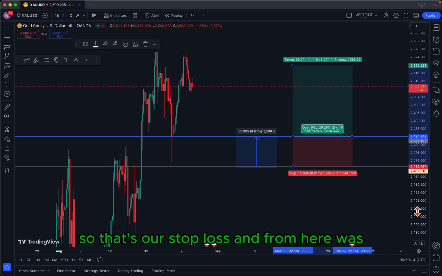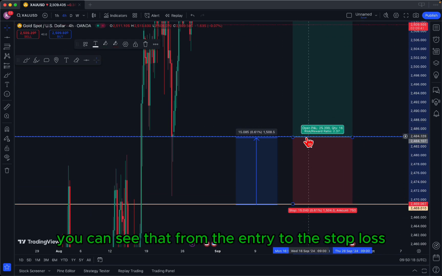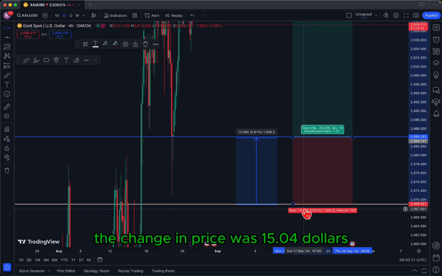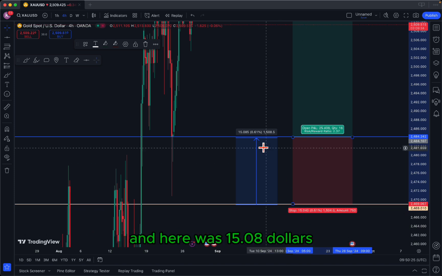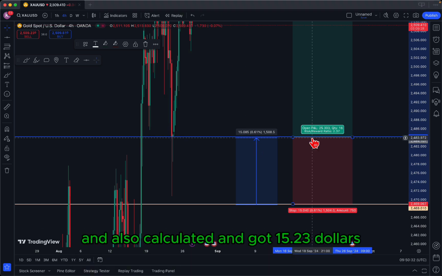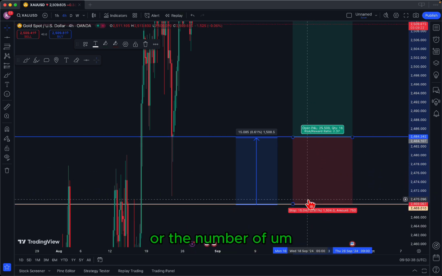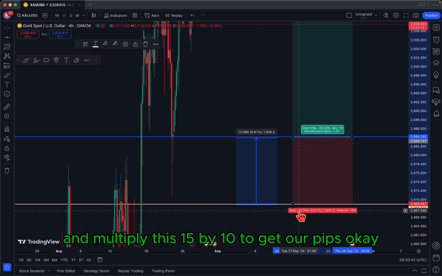So that's our stop loss, and from here also you can see that from the entry to the stop loss, the change in price was $15.04, and here was $15.08, and we also calculated and got $15.23. So you can also use this tool to calculate the pip difference, or the number of change in price, that is $15, and you multiply this 15 by 10 to get our pips.